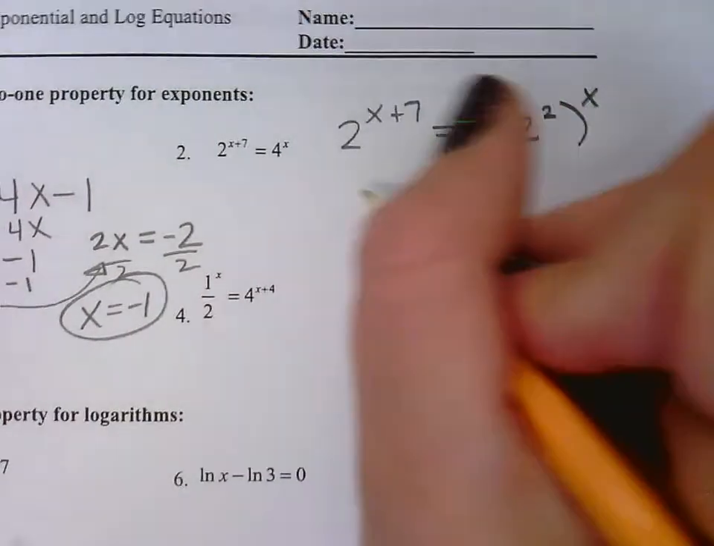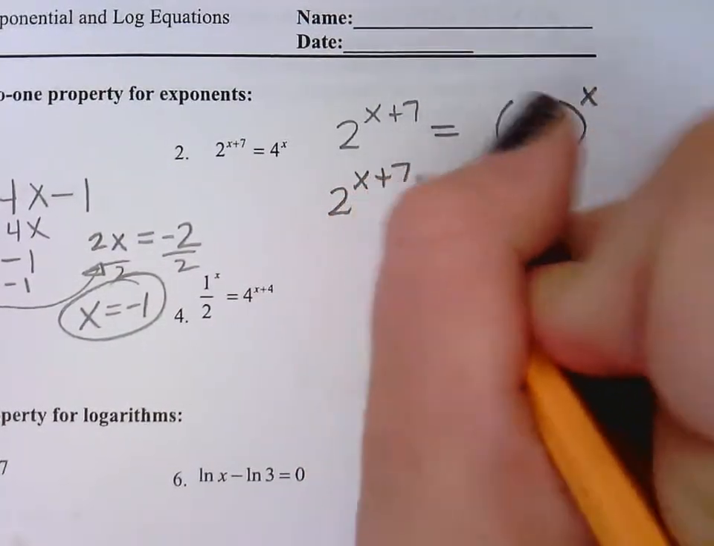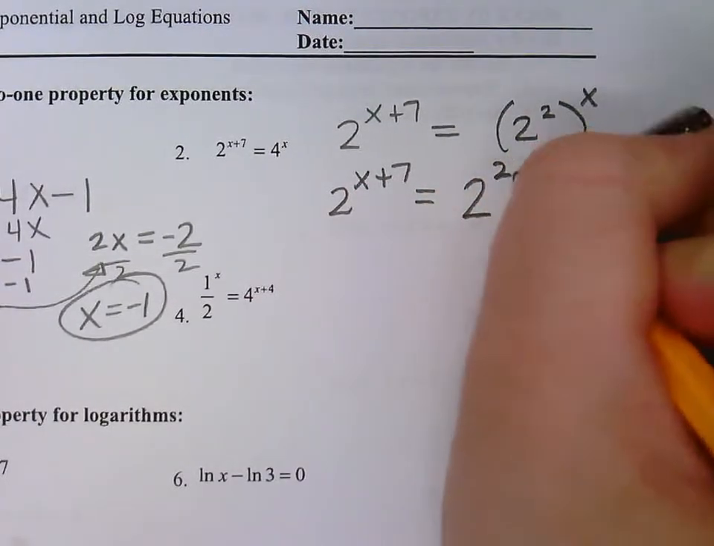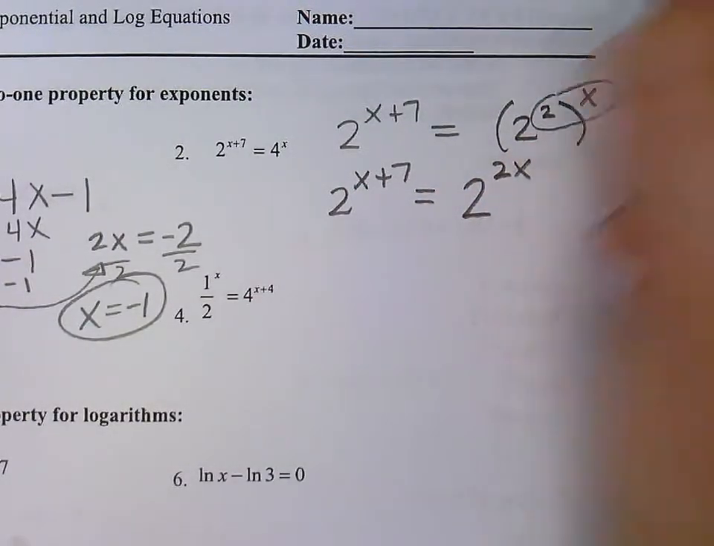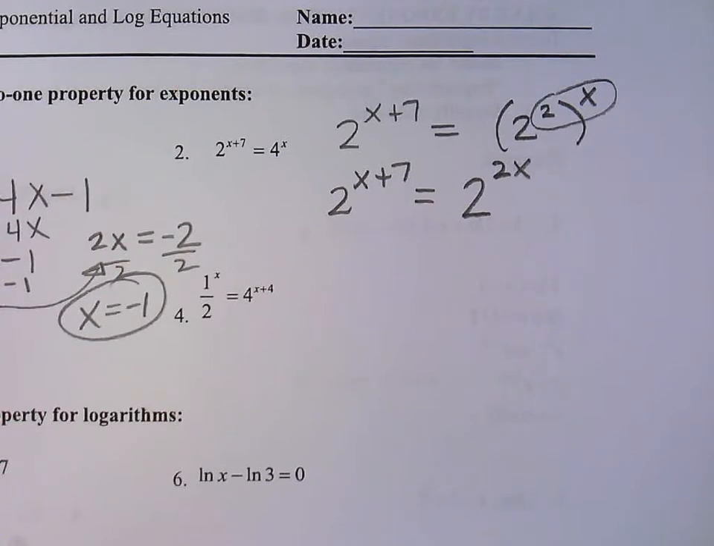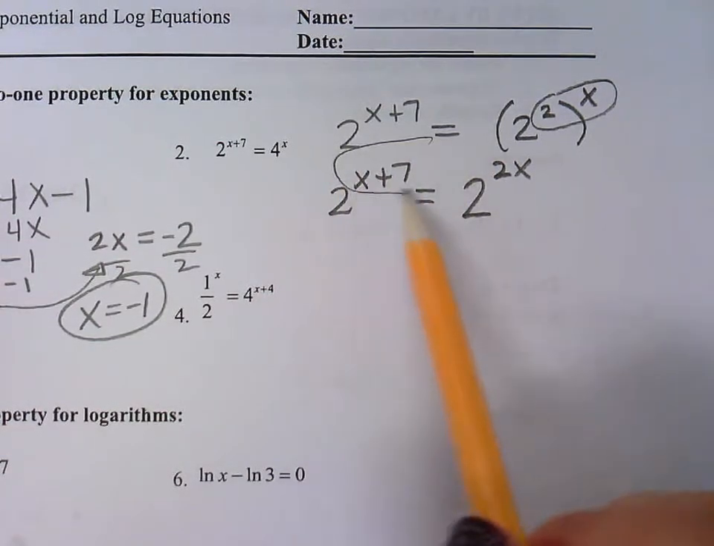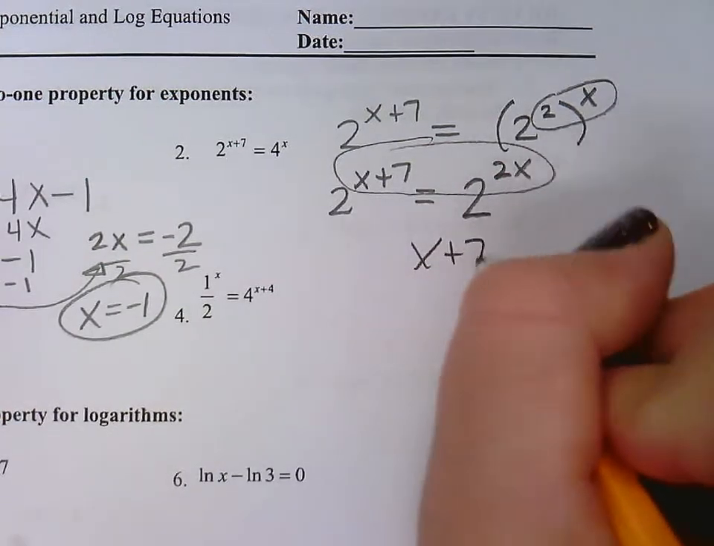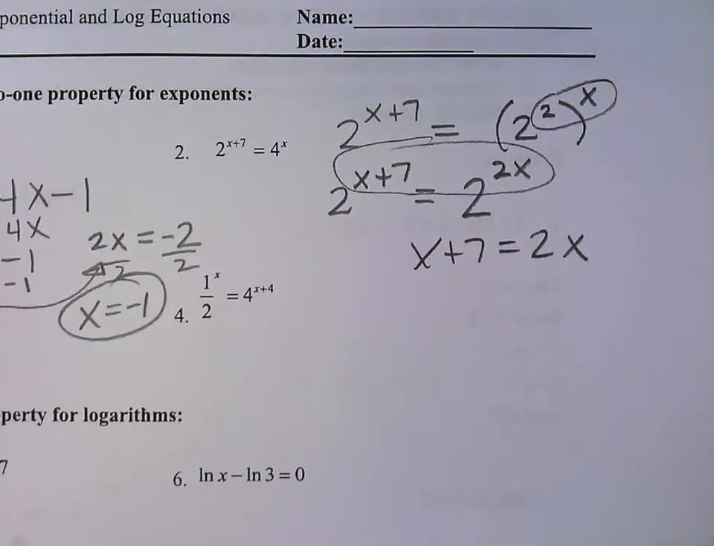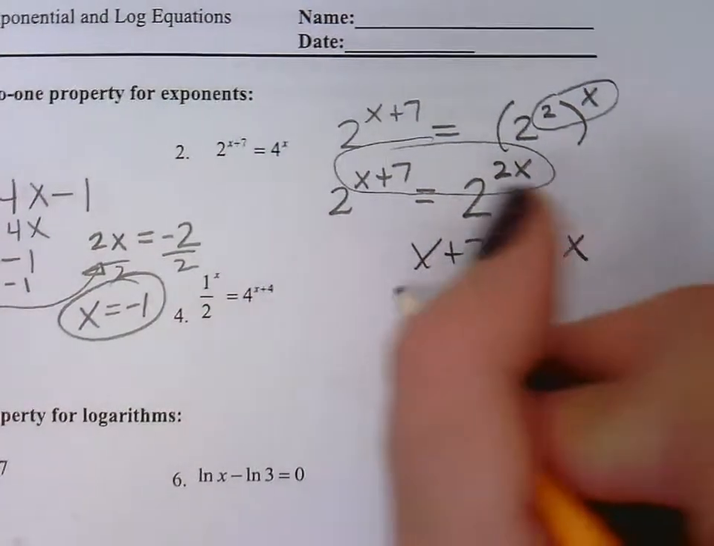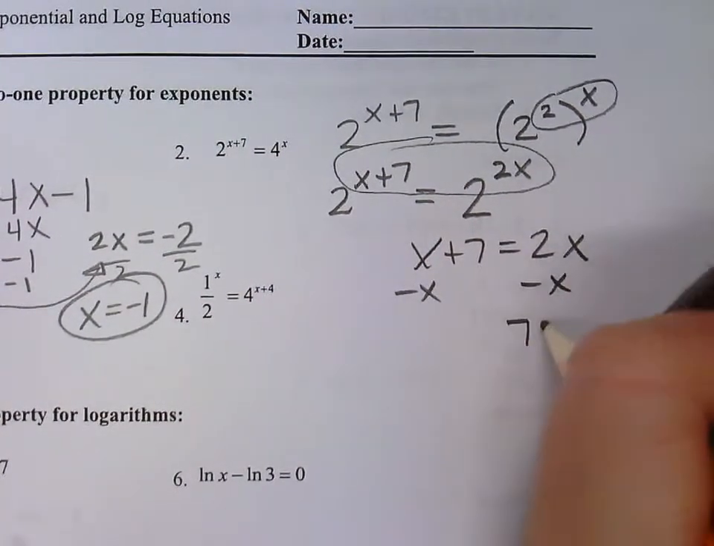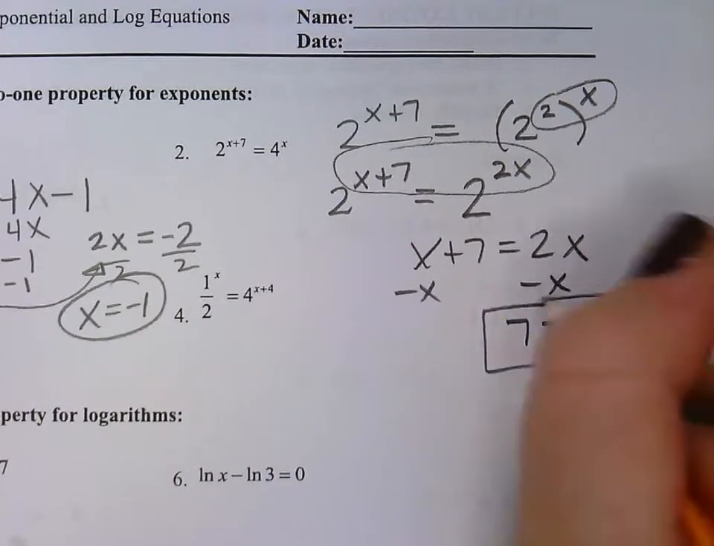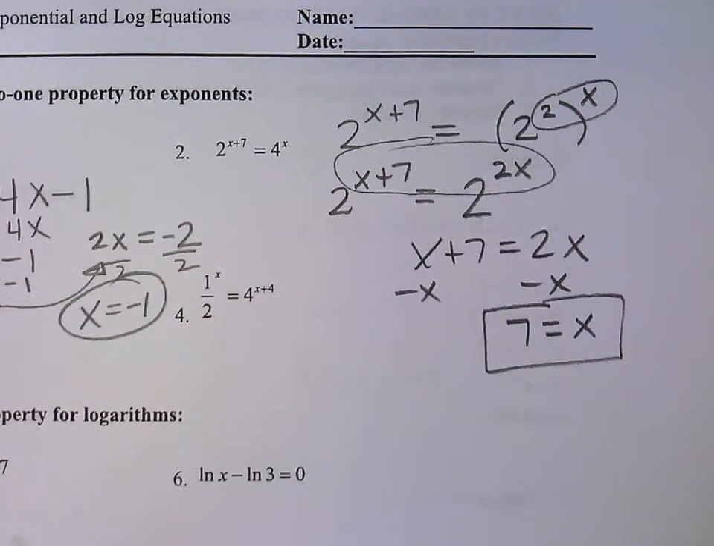So now I've got 2 to the x plus 7 equals 2 to the 2x power, because I multiply those two exponents together and I get 2x. So now you're at the point where you can set your two exponents equal to each other and solve for x. So if x plus 7 equals 2x, when you subtract x from both sides, don't you just get 7 equals x?